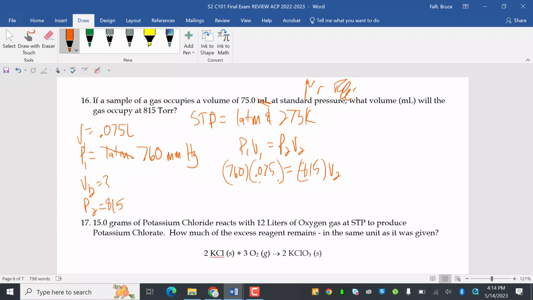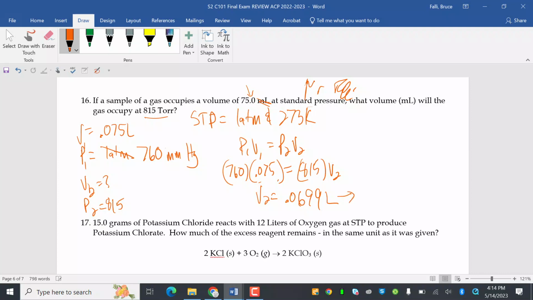So let's see what we do. 760 times 0.075 divided by 815 is V2 equals 0.0699. Notice this is 4 sig figs. This is 3 sig figs. My answer should have 3 sig figs, and it does. And this is going to come out in liters. What volume in milliliters?